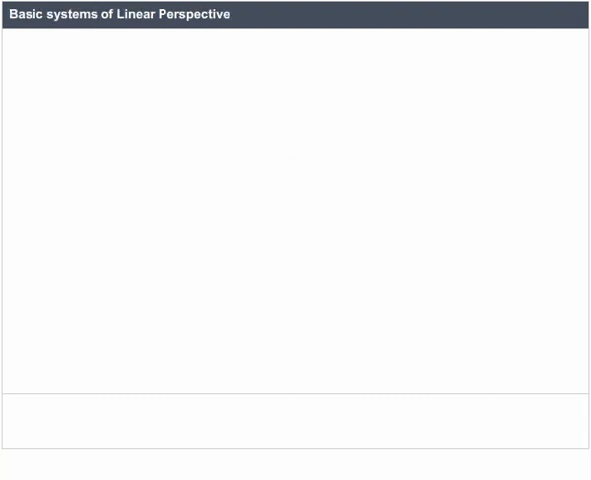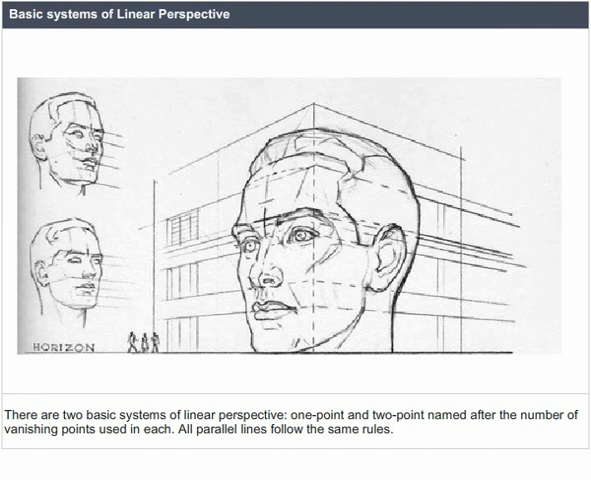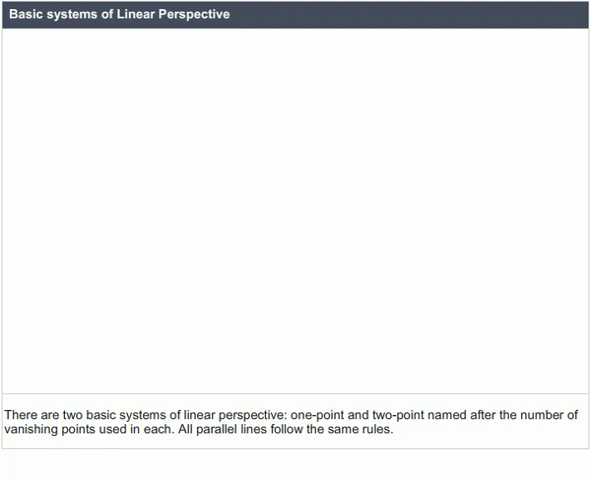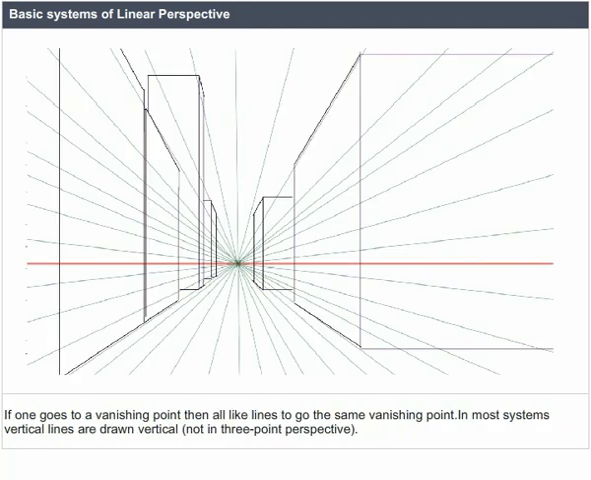Basic systems of linear perspective. There are two basic systems of linear perspective, 1 point and 2 point, named after the number of vanishing points used in each. All parallel lines follow the same rules. If one goes to a vanishing point, then all like lines go to the same vanishing point. In most systems, vertical lines are drawn vertical, not in 3-point perspective.